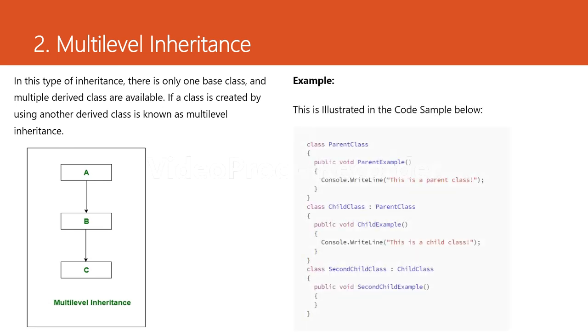parent class has one method whose name is parent example, and we have another class, child class, which is inherited by parent class. Child class has a method child example. We have another class, second child class, which is inherited by child class. This is a multilevel inheritance example.